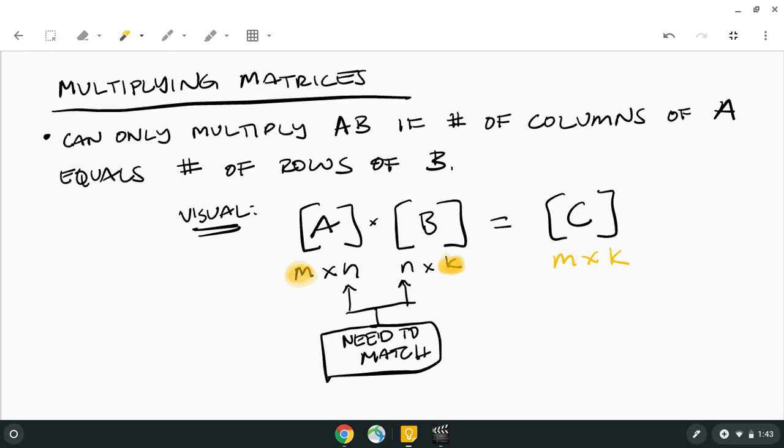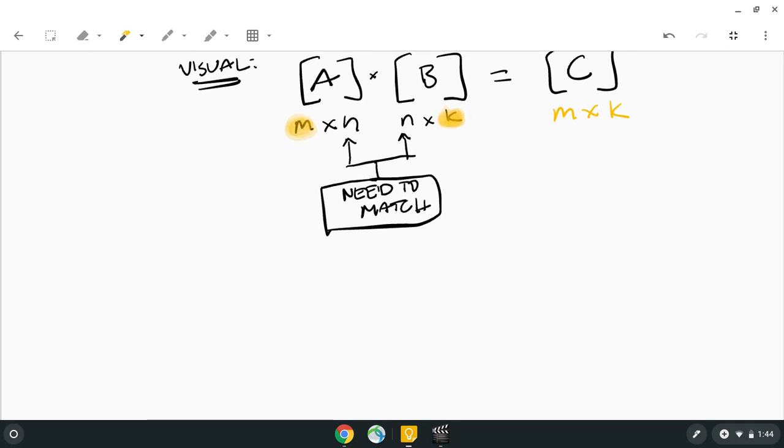So when you're multiplying matrices, you can only multiply them if those two inside numbers match. The columns of your first matrix need to match the rows of your second matrix. And if they do, you can go ahead and multiply them, and you'll end up with a matrix. The dimension of your answer is going to be M by K.